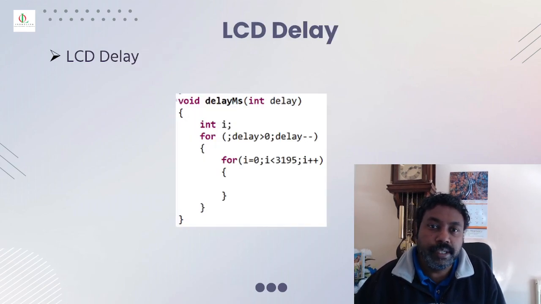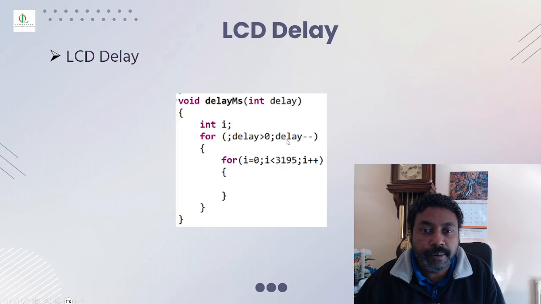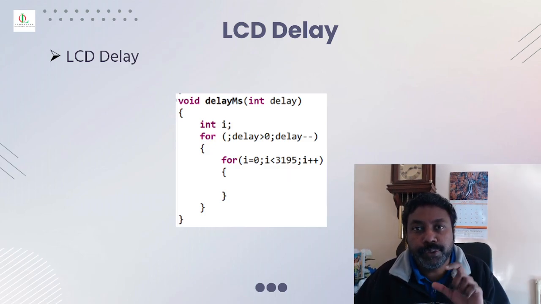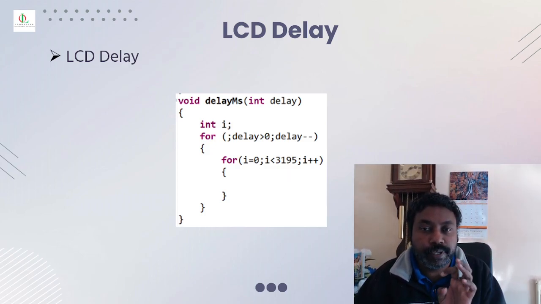And then this is the simple LCD delay. You have to write a function, then you have to give a delay and delay minus minus. Since we are using 16-bit, the count comes to i less than 3195. Also, because it's a 16x2, it's an 8-bit data line. So if you calculate, it will come as 3195. That's why this value 3195 is there.